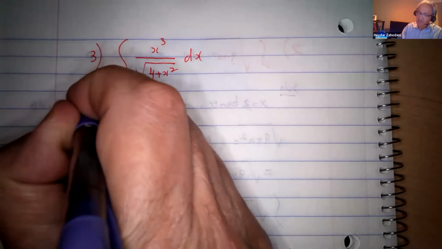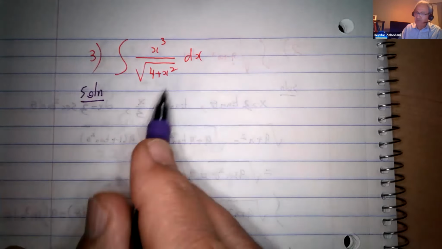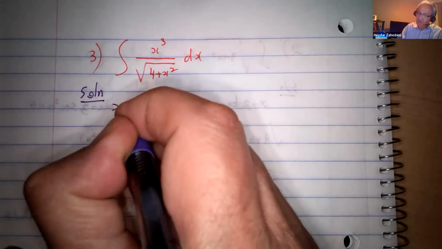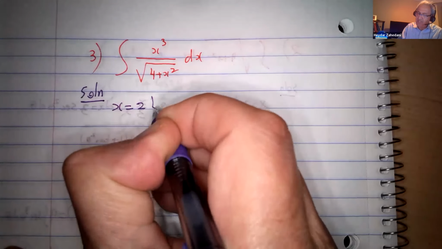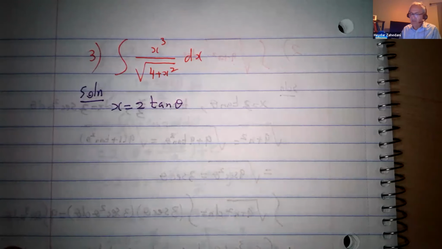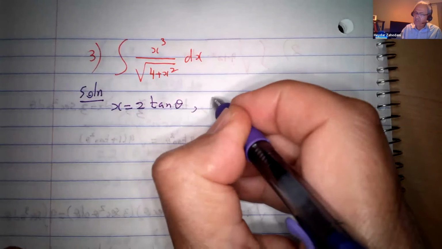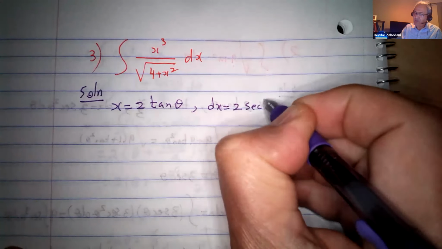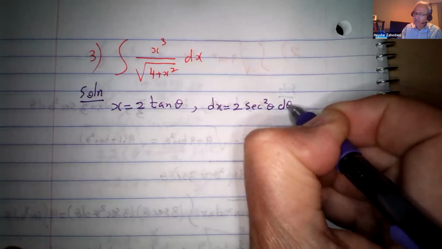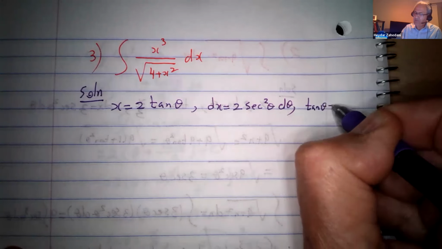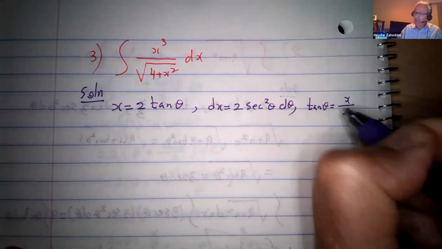Okay, so let's check it to see whether I think it's going to be easier. So the solution is going to be, you see the format is 4 plus x squared, so you have to use the tangent. So use x equal to 2 tan theta. Okay, and you remember your dx is going to be 2 secant squared theta d theta, and your tangent for the end of the problem is x over 2.